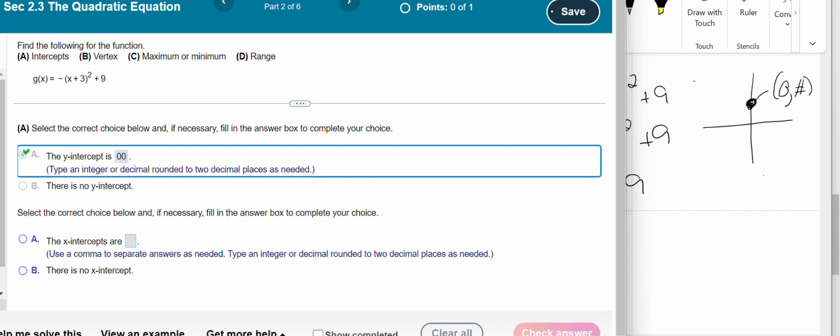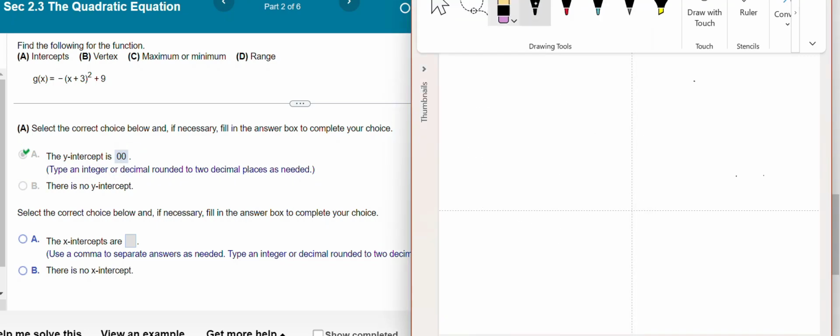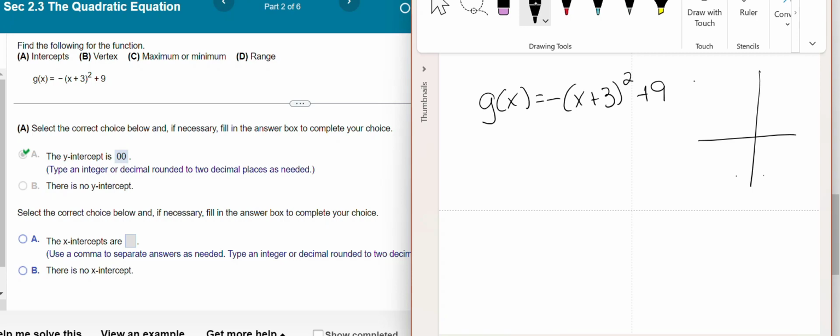Next it says, select the correct choice. Find the x-intercept. I'm going to rewrite the equation. g of x equals negative (x plus 3) squared plus 9. Now I'm going to make my plane again. And this could possibly be our x-intercept. That means in the ordered pair, x is some value and y is 0. So we're going to put 0 in for y.